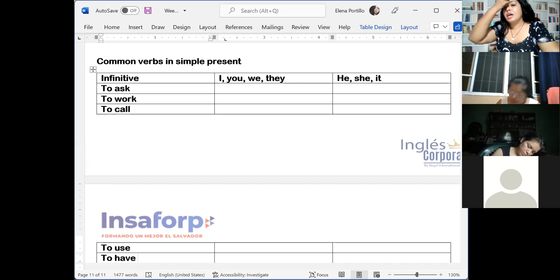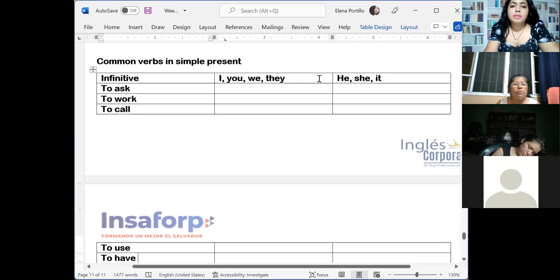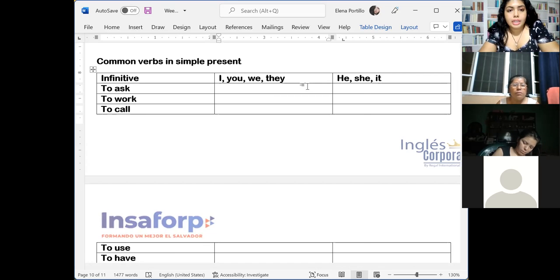So we have these 5 examples of verbs in infinitive: to ask, to work, to call, to use, and to have. Then, how can we write these verbs when we are using I, you, we, and they? We are going to use it in positive and negative. And we have ask, and in negative we have do not ask.